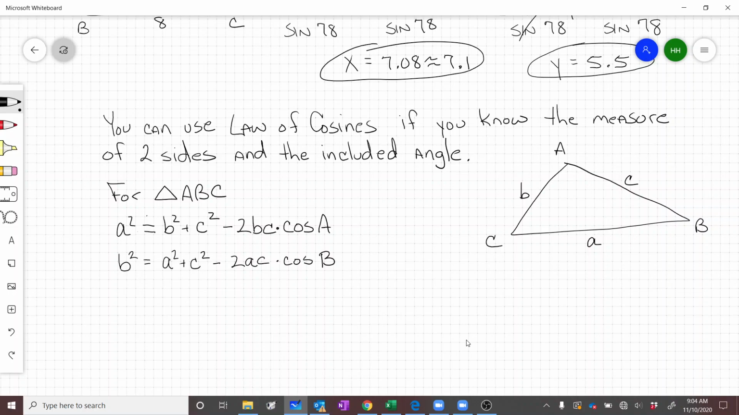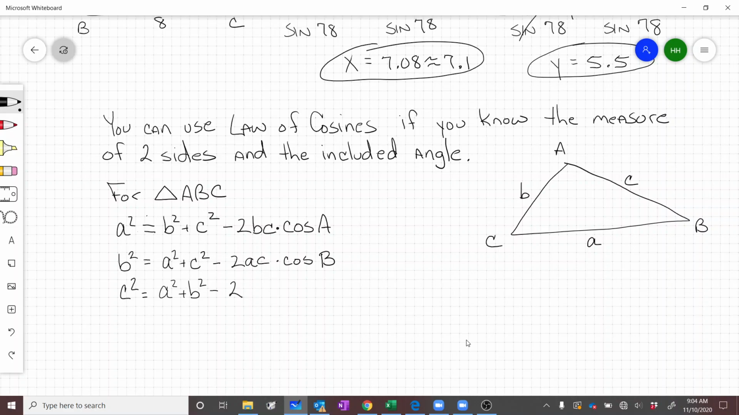Alright, now side c squared. Look at the pattern, okay? A squared is equal to b squared plus c squared. B squared is equal to a squared plus c squared. What's c squared going to be equal to? Good. A squared plus b squared minus 2.